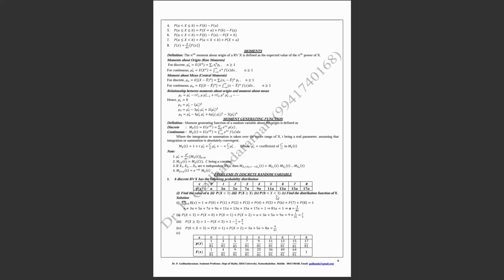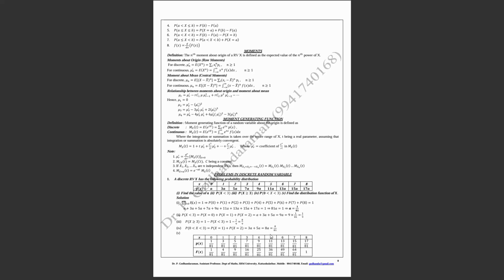Now the last, fourth solution is p of 0 less than x less than 3. In between 0 and 3, how many data are given? Only two data: x is equal to 1 and x is equal to 2. For x equal to 1, what is p of x? 3a. For x equal to 2, what is p of x? 5a. So 3a plus 5a is equal to 8a. We have the value of a from the first solution, it is 1 by 81.